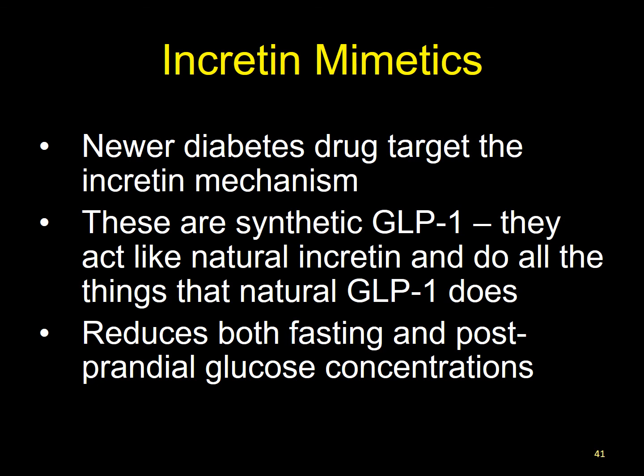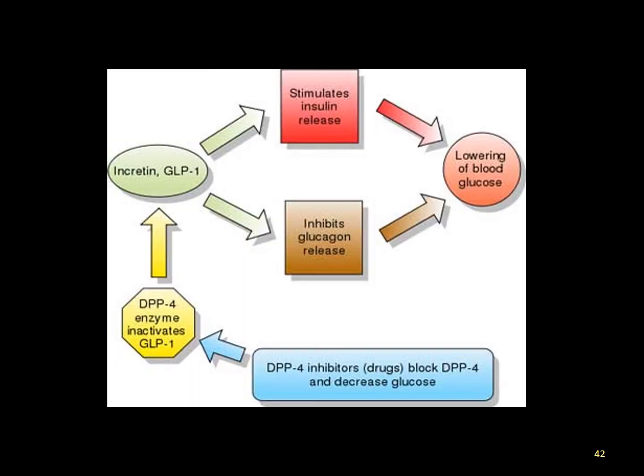And we said that DPP-4 will break it down. We also said that people with type 2 diabetes don't have enough of this. So now we have a couple of classes of drugs that will impact this cascade. One of them is called the incretin mimetics. This is synthetic GLP-1. It's fake GLP-1. So it does what GLP-1 does because it's fake GLP-1. So it does all these things. You give GLP-1, it stimulates insulin release, it inhibits glucagon.